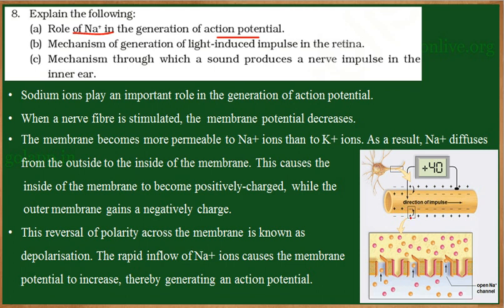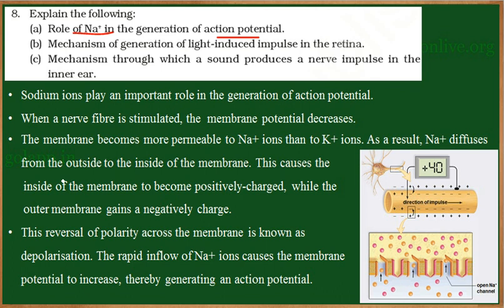So due to the difference in the potassium ions outside and inside, the potassium ions start moving outside. As a result, the concentration of positively charged ions is outside. So the outside of the membrane becomes positively charged when compared to inside.